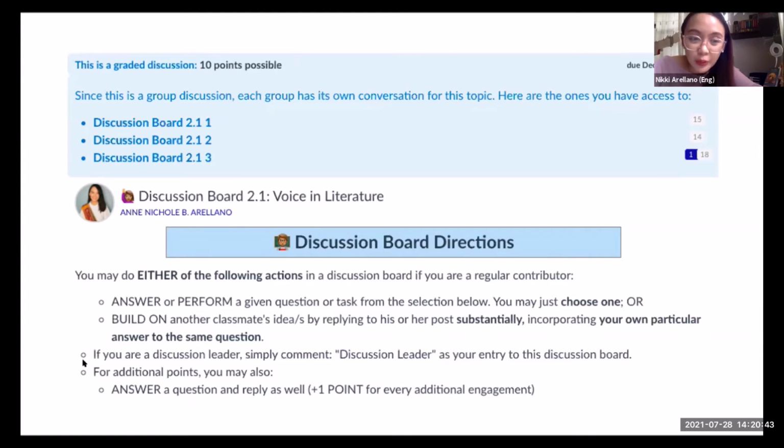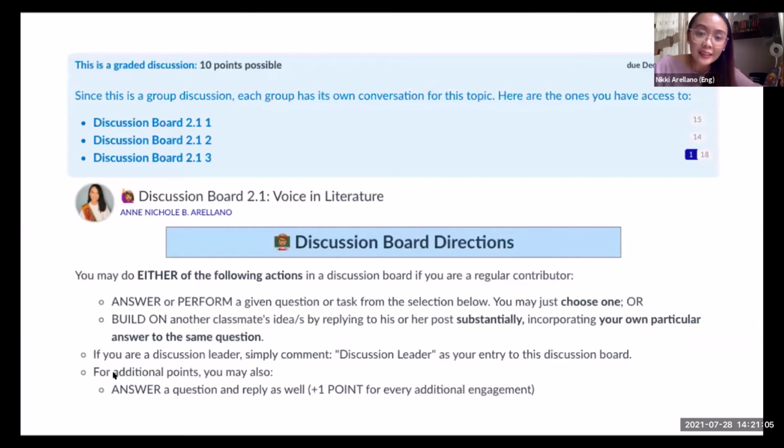You can see here in point number 2, if you are a discussion leader, simply comment discussion leader as your entry to the discussion board. Kasi later I will explain what discussion leaders are. But obviously from this point, you would guess that discussion leaders don't have to contribute on the discussion board that they are responsible for.